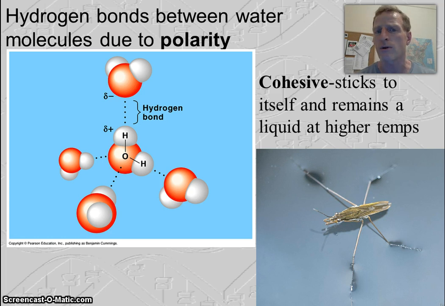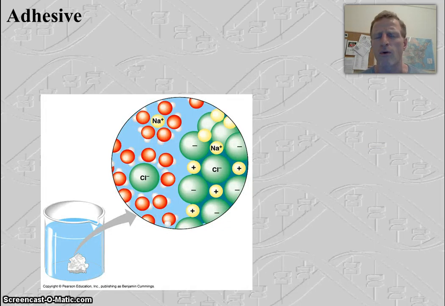This is also important because unlike other molecules of its size and similar properties like carbon dioxide, hydrogen sulfide, or methane, those are all gases at room temperature. Water, because it sticks to itself, remains a liquid at Earth's average temperature. And that's important because without water in liquid form, we wouldn't have life on Earth. It would be impossible.